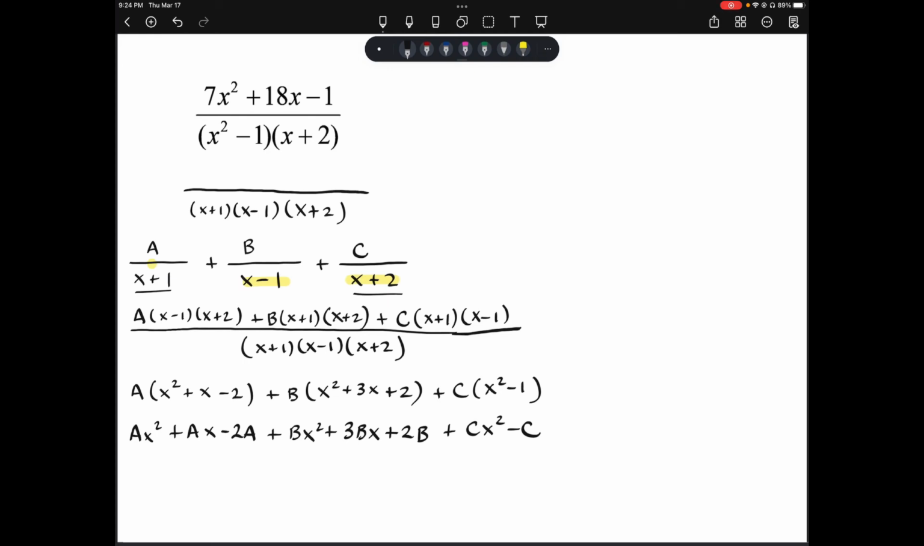rearrange these terms, right? I'm going to go ahead and put all of my x squared terms together. So we'd say ax squared plus bx squared plus cx squared. I'm just doing this to make sure I don't overlook any. And then any of our x terms, we have an ax and a 3bx. And then we have minus 2a plus 2b minus c.